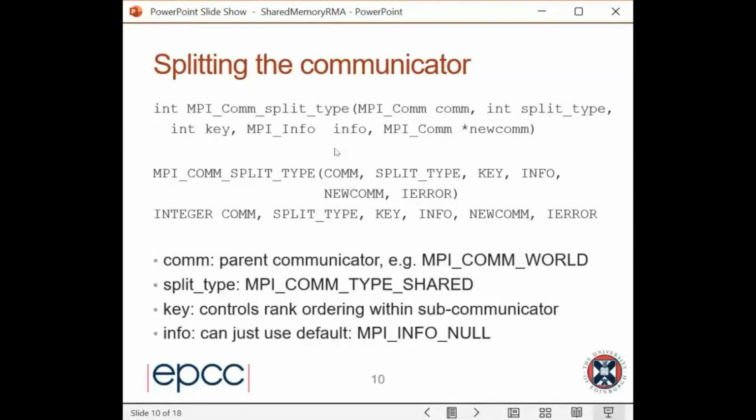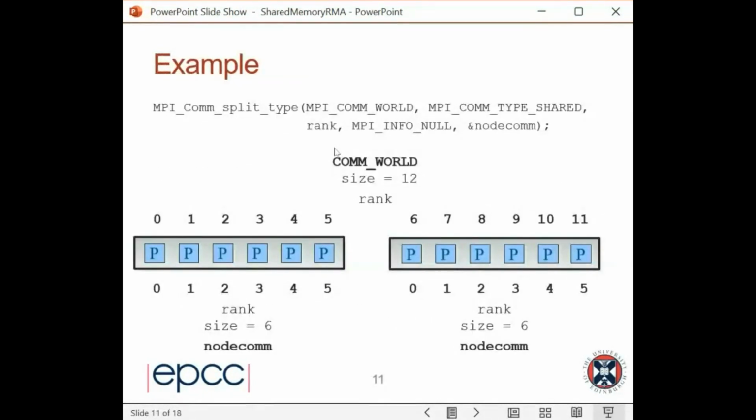I just use MPI_INFO_NULL. I don't know what those options are. I have to say, sorry, you'd have to look at the man page to see what options are valid, but I've never used them. I just do MPI_Comm_split_type, MPI_COMM_WORLD, MPI_COMM_TYPE_SHARED. I pass my global rank as the key so that the ordering in the subcommunicator is the same as the ordering in COMM_WORLD, and I get back a new communicator, always called node_comm.